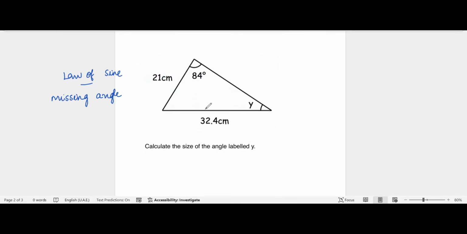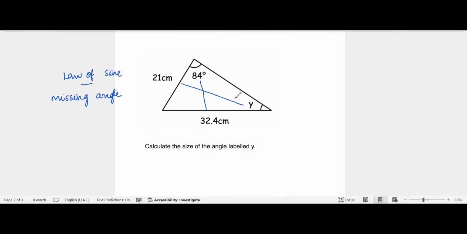To use law of sine, as we did in the previous case, we need to check whether we have two pairs of side and angle given. I can see that opposite to 32.4, the angle given is 84. So that is my first pair. And for my second pair, I can see 21 centimeter, and opposite to that 21 centimeter is the angle that we need to find out. So these two pairs are the ones that we are going to consider.